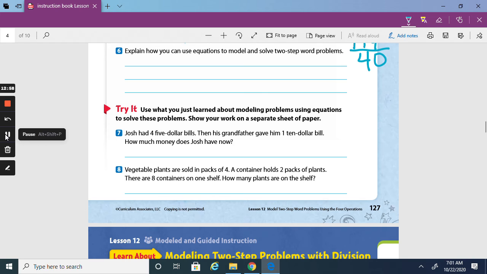Number 7 says, Josh had 4 $5 bills. Then his grandfather gave him one $10 bill. How much money does Josh have now? Pause the video here and take just a minute to solve this problem. Remember, when you're writing your equations, try to use some unknowns at first.